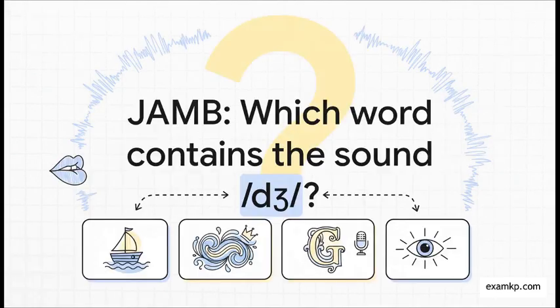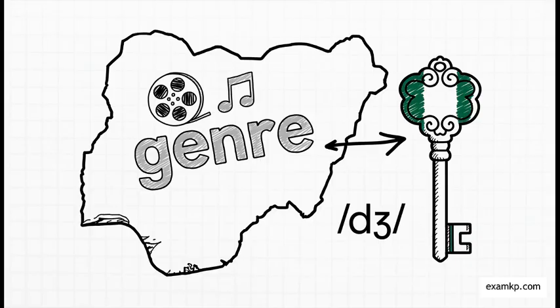Let's try one from JAMB. This time, they are asking you to find the J sound. Look at your words. Ship, pleasure, genre, vision. Which one has that J sound, like in George? The correct answer here is C, genre. Now, this is a great example because in the standard Nigerian English that your exams are based on, we pronounce it with that strong J sound at the beginning. The other options have different sounds, so context is everything.